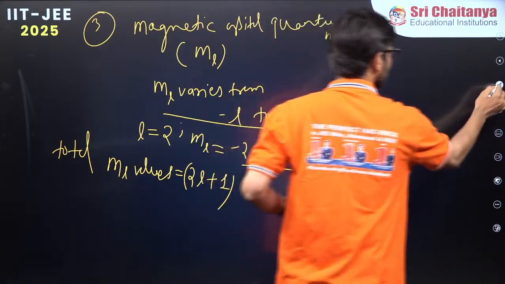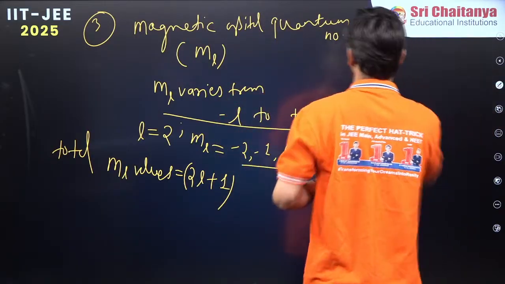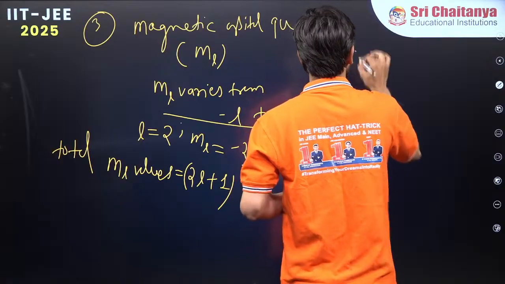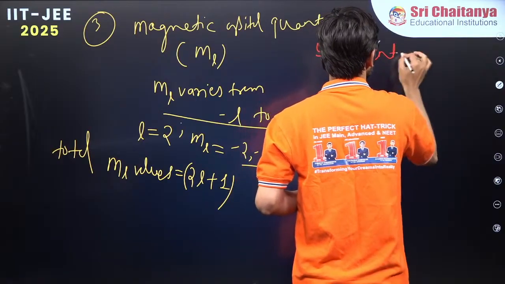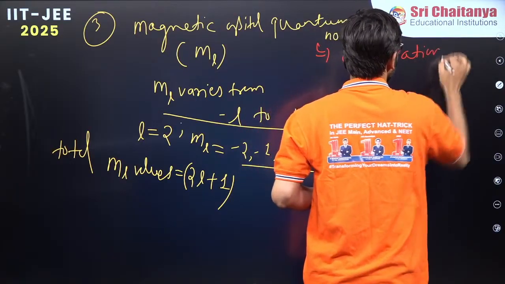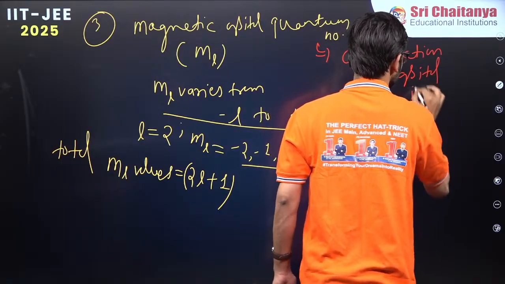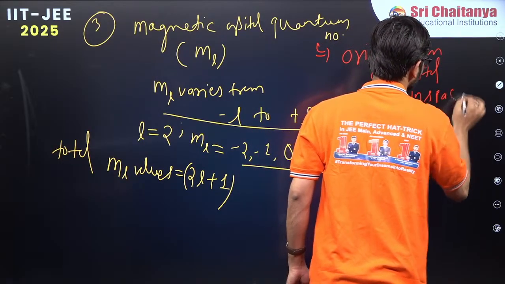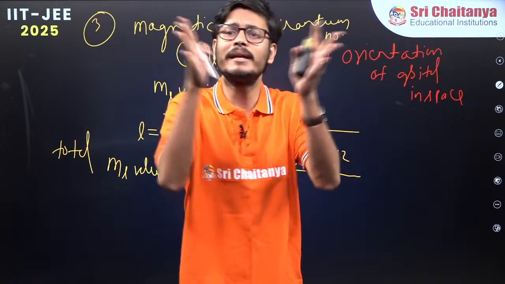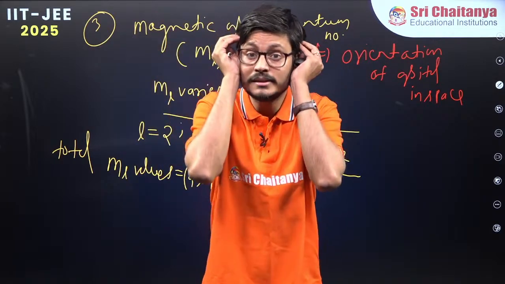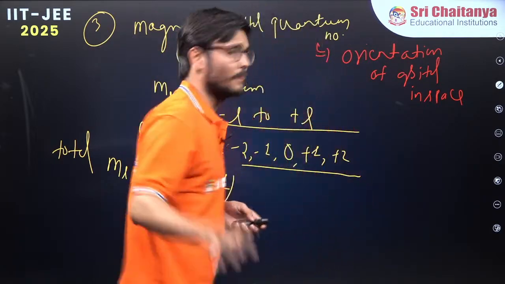It gives the information about orientation of orbital in space. How they are oriented in the space. What it means, sir? It means that, let me explain to you.